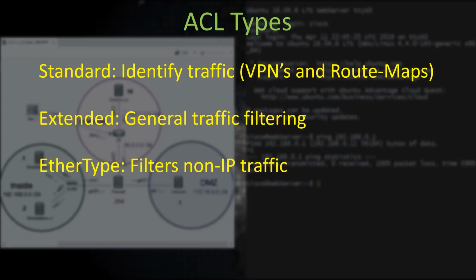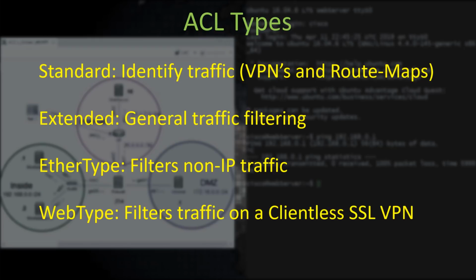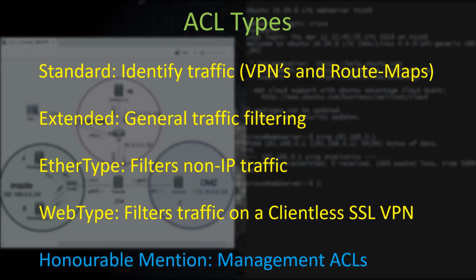The EtherType ACL matches non-IP traffic on bridge groups, and the WebType ACL filters traffic on a clientless SSL VPN. And of course, I need to quickly mention management ACLs. They're not a special ACL type, but a special way an ACL is used. A management ACL is used to filter management traffic going to the ASA itself. So if you want to restrict the IPs that can access the ASA with SSH, for example, a management ACL is one way you could achieve that.